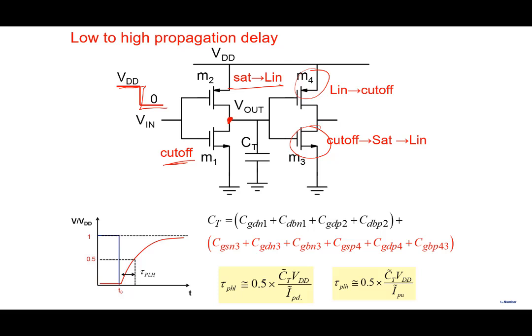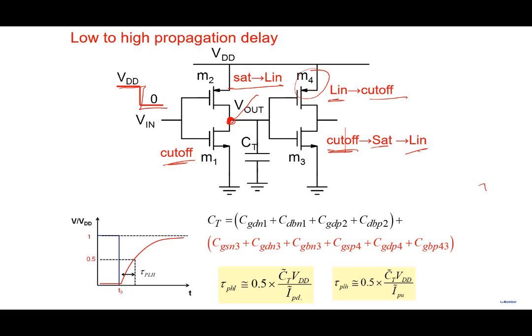Look at what is happening during the transition. This one is initially at 0, so it starts from cutoff, but then as it charges, it goes into saturation and then into linear. This one starts off from linear, then goes into cutoff. So the transistors are making transitions between linear, cutoff, and saturation, and capacitances are different in different regions. This makes the whole thing complicated. Exact analysis becomes complicated, so you end up calculating the average capacitance.